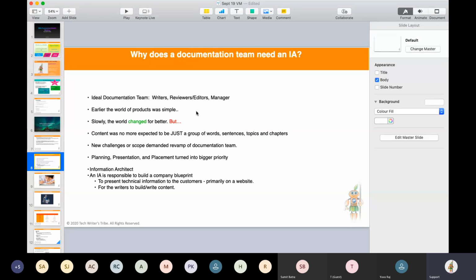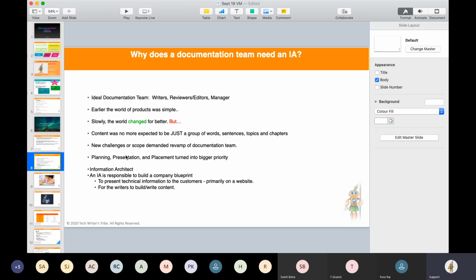Then came the information architect. When we talk about IA, the IA is responsible for preparing the company blueprint, what we call the architecture, to present technical information to the customers, primarily on a website. We are not talking about PDFs. We are not talking about the TOC of a user guide here. We are talking about overall content and how to present it. Based on that framework, the writers in the team will go ahead and build or write the content.